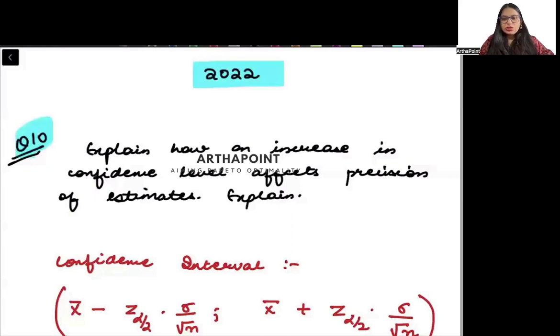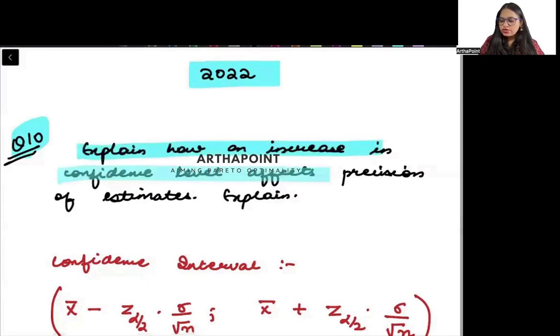2022 question number 10. Try to read the question better. Explain how an increase in confidence level affects the precision of the estimates. Okay, now try to understand this.